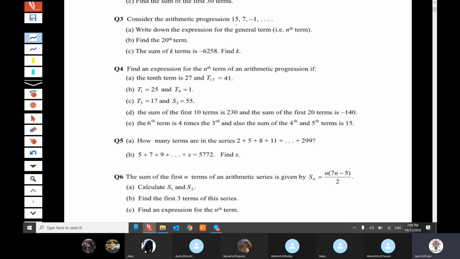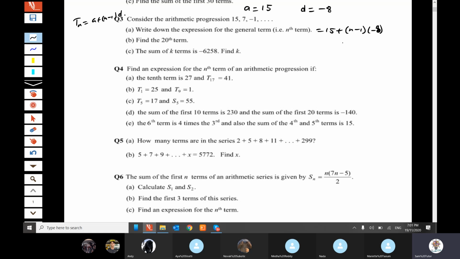Consider the arithmetic progression 15, 7, negative 1. What is a equal to? 15. a is the first number. What is d equal to? Minus 8. The question says, write down the expression for the general term. Well, the formula was a plus (n minus 1)d. That means it becomes 15 plus (n minus 1)d.